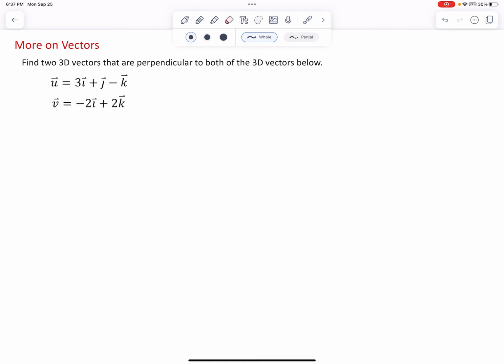Hello linear algebra students. In this video lesson we continue our discussion on vectors. Now find two 3D vectors that are perpendicular to both of the 3D vectors below.